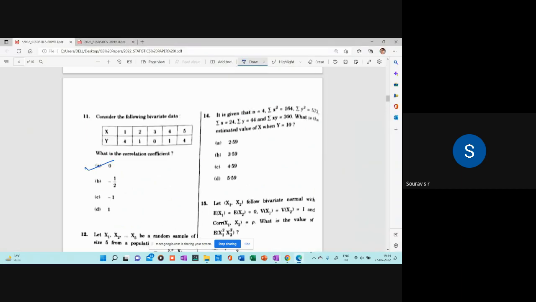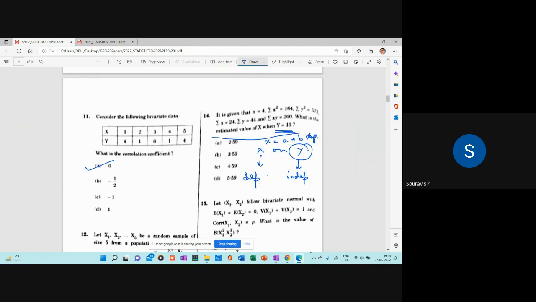They are asking what is the estimated value of x when y equals 0. So that means I need to find a regression equation of x on y, where y will be the independent and x will be the dependent one. So I need to find something like x equals a plus bx kind of thing. So sorry, x equals a plus by kind of thing.